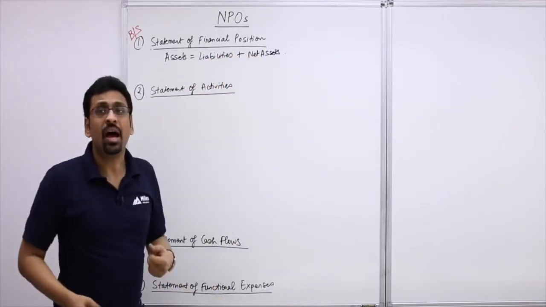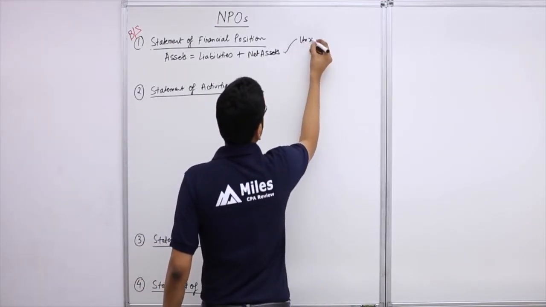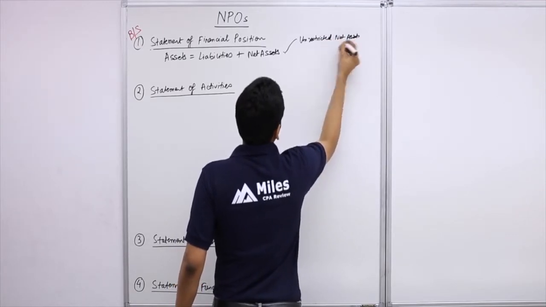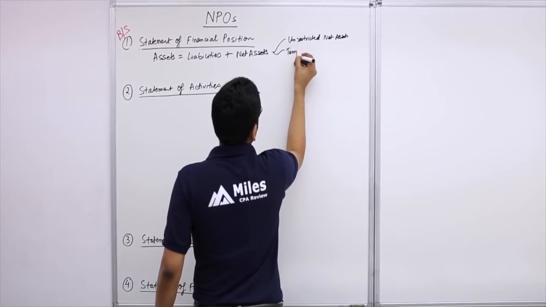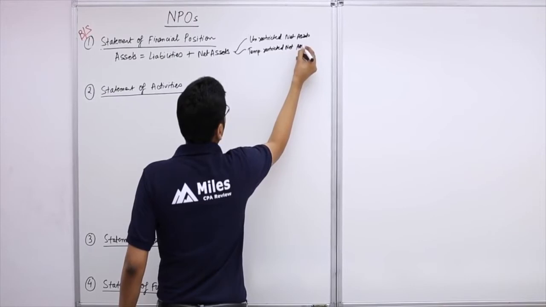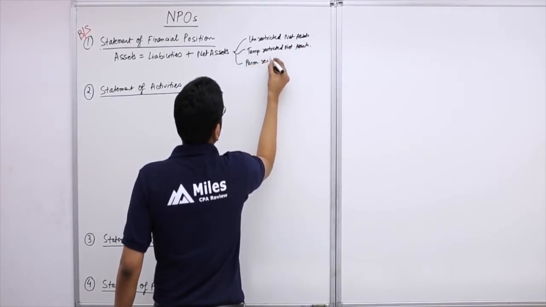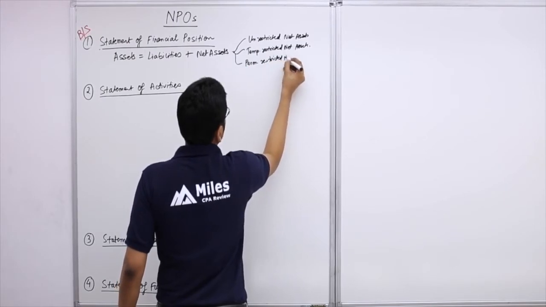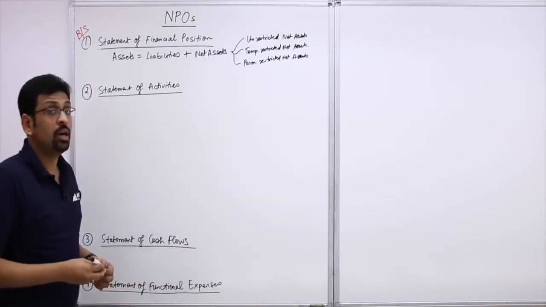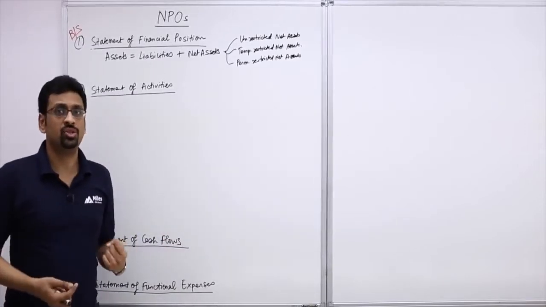Now, net assets are divided into three categories. You could have unrestricted net assets, temporarily restricted net assets, and you could have permanently restricted net assets. Now, the restrictions that I'm talking about here are not internal. These are donor-imposed external restrictions.